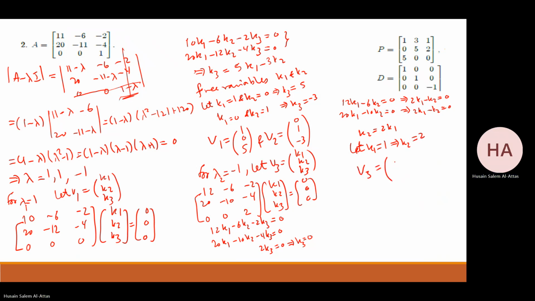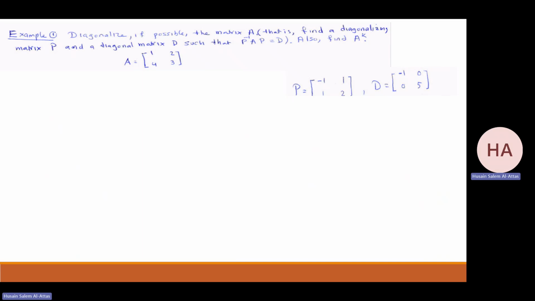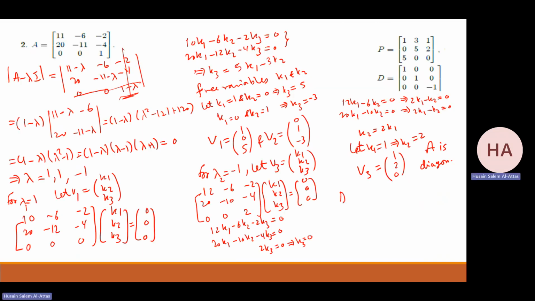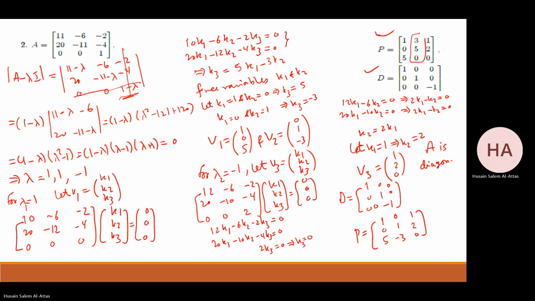So my v3 will be 1, 2, and k3 is 0. So A is diagonalizable. I have 3 eigenvectors. What is D? I start with 1, 1, so it's 1, 1, minus 1. The rest are zeros. What is P? Just the eigenvectors, same order. This is correct. By the way, this is the same, but he made it in a different way. If you look at this one, he takes k1 as 3 and k2 as 5, so k3 will be 0.